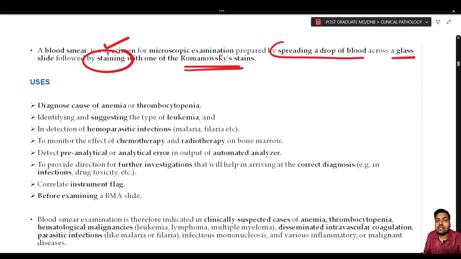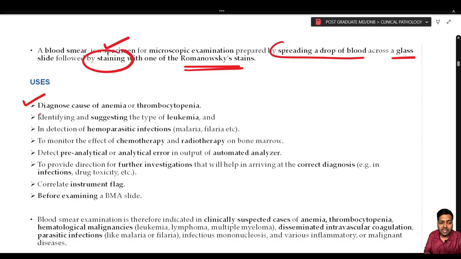So when do you require a blood smear? The first very important use is when you want to diagnose any kind of anemia or thrombocytopenia. For example, if there are clinical signs and symptoms of anemia, then the treating physician is going to write down a complete CBC, the complete blood count, as they are suspecting anemia. For the diagnosis of thrombocytopenia, for example, there is recurrent bleeding or signs and symptoms of bleeding like petechiae and ecchymosis. In that situation, you have to get a CBC done.